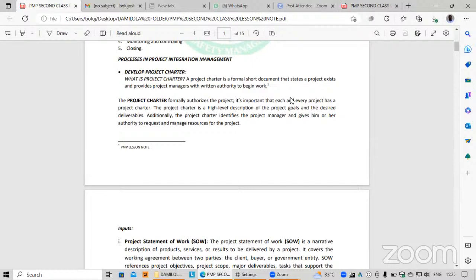And so when we say project integration management, it is all the processes that have to do with unifying, uniting, and coordinating the success of a project. The most important knowledge area out of the 10 knowledge areas we'll be considering is project integration management.